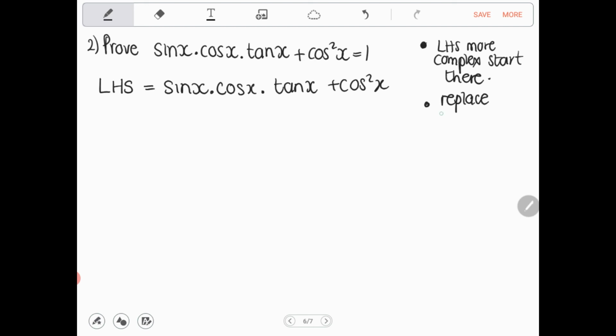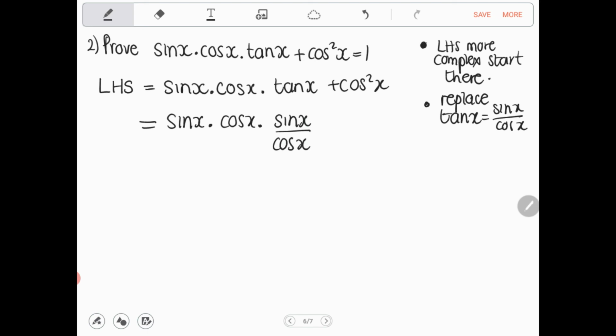Replace tan x with sine x over cos x. So sine x stays, cos x stays. Tan x becomes sine x divided by cos x. Okay, so again we've got 2 terms, so we've got to do the multiplication before we do addition and subtraction. So we have to multiply all of this.